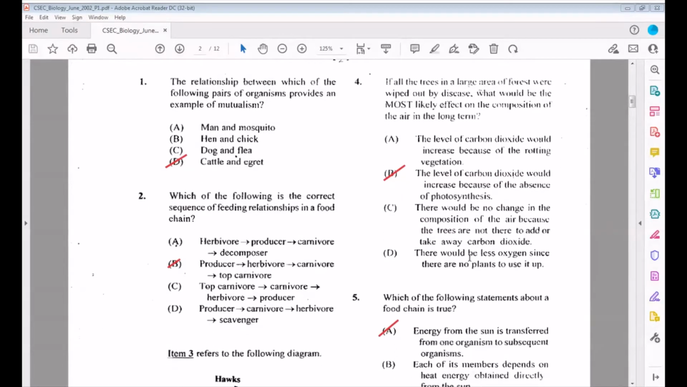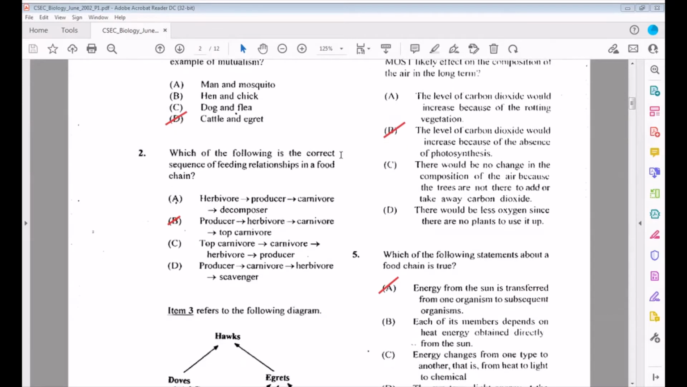So question one. The relationship between which of the following pairs of organisms provides an example of mutualism? The answer would be D. The cattle and the egret. Both of them are benefiting from the relationship.